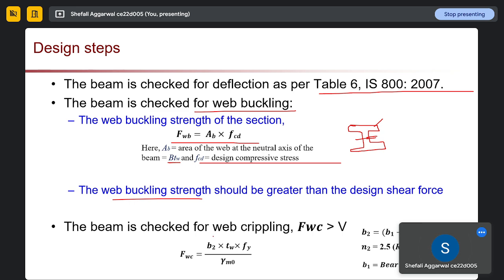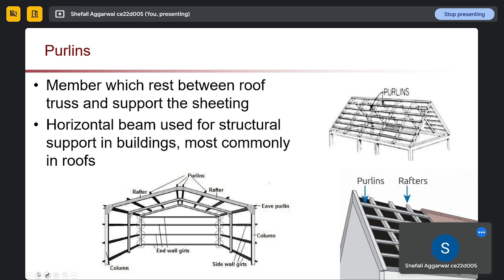The last thing we are checking is web crippling. The web crippling formula is given by B2 into TW into Fy divided by gamma m naught. B2 and all these formulas we have seen in the last lecture, so we are following the same thing here. In the same way, our web crippling strength should be greater than our design shear force. If it is greater, then our design is okay. So these are the basic design steps we follow for laterally unsupported beams.